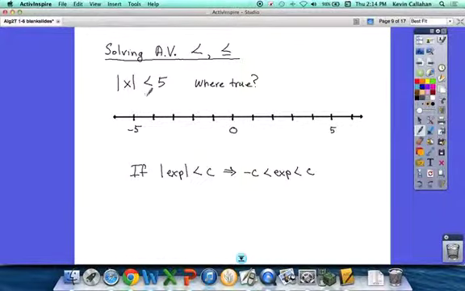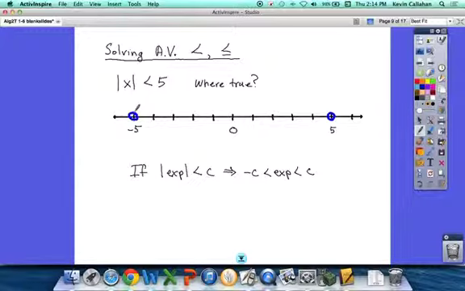Is 5 less than 5? No. So that tells me that we've got to have an open circle here. Would negative 5 be part of the solution? The absolute value of negative 5 is 5. Is 5 less than 5? No, we already said no. So that's an open circle.